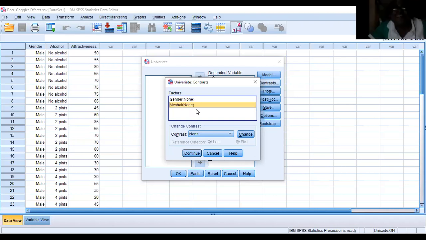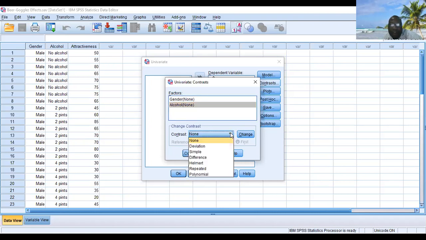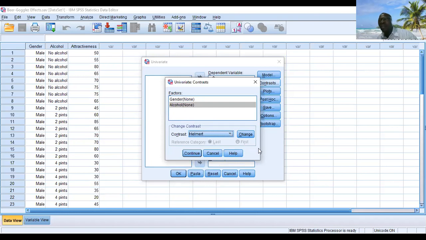The contrast. Click on this arrow in front of contrast. Yes, click. So let's use Lmat, the way we did it the other time. You remember now? We talked about different types of contrast. The Lmat we choose is first of all number one compared with two and three.